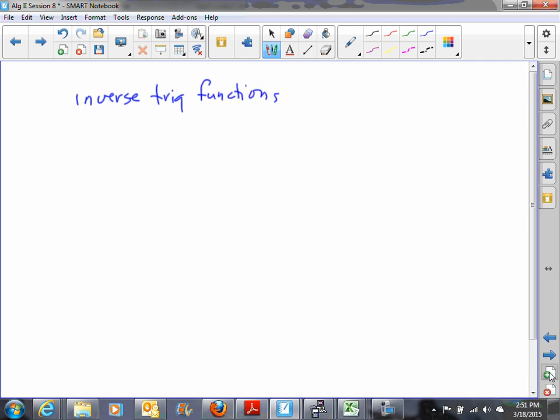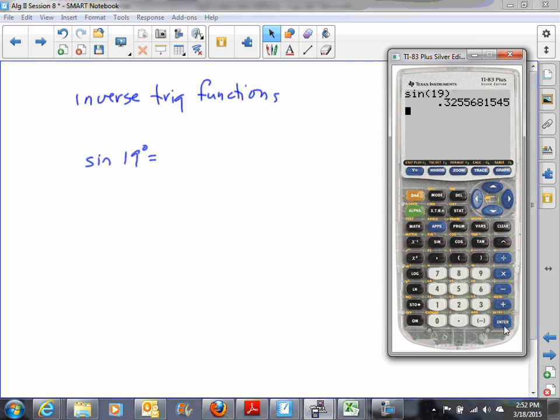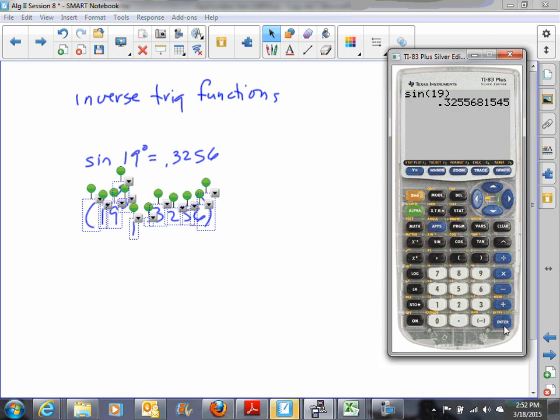Now, remember, for example, the sine of 19 degrees is equal to, I've forgotten what that was, so let's just go back and get it again. Sine 19 is 0.3256. So this function actually is 19 degrees, comma, 0.3256. When we give it a 19, it gives us 0.3256.